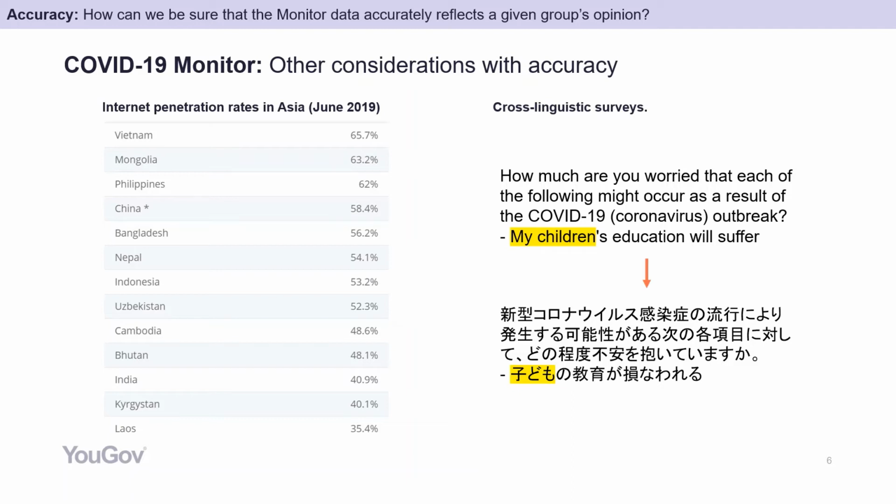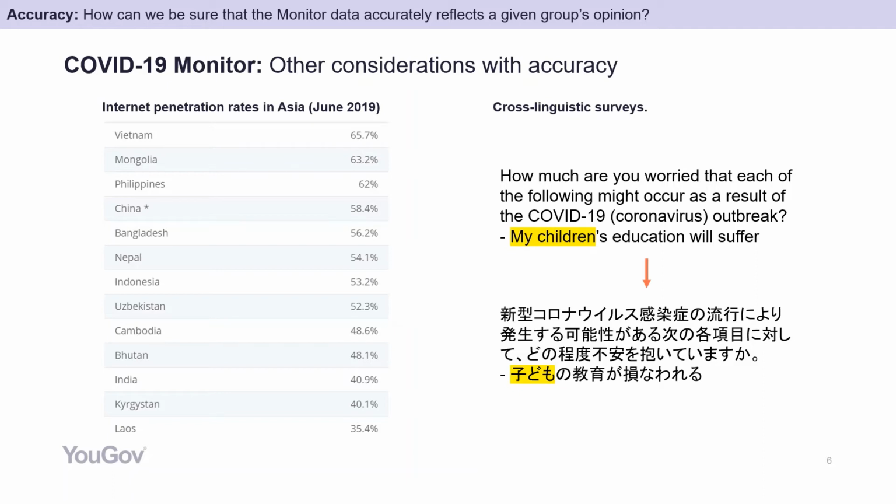So when you're talking about your data quality in terms of accuracy, and is it accurately reflecting this nationally representative group, internet penetration rates are not something you can control as a market research company, but it is something to really keep in mind when you're running research in these areas.